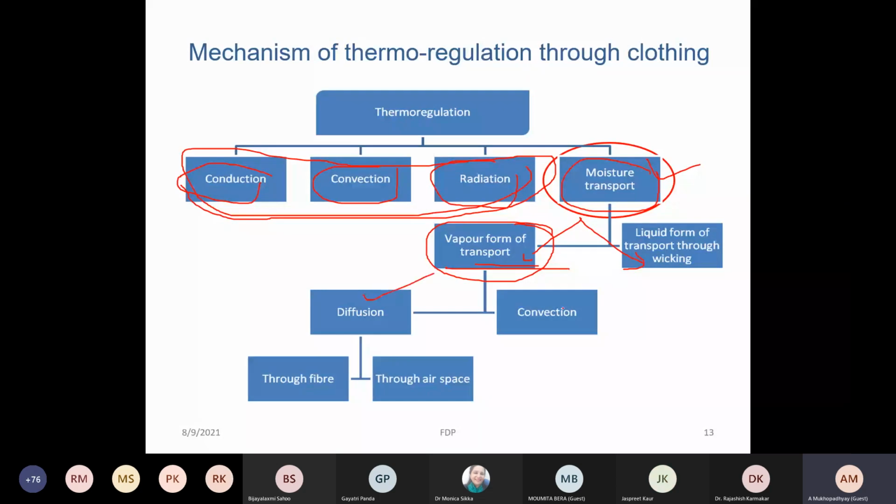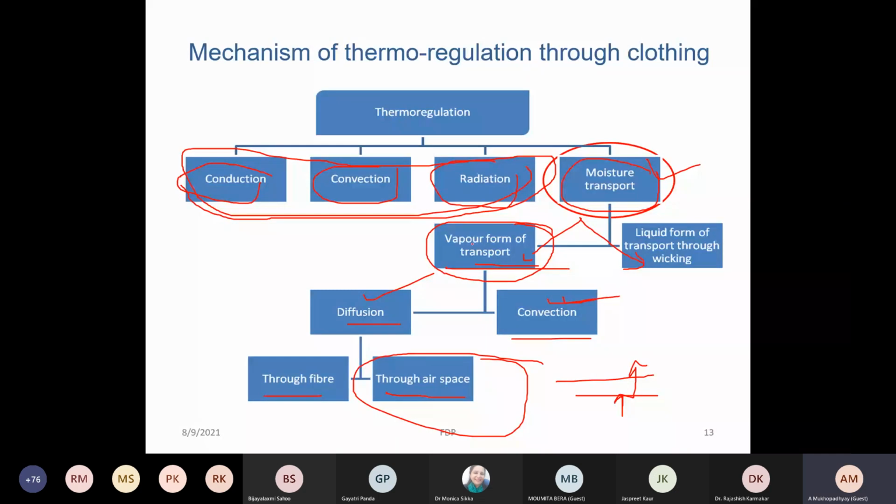Convection means that whenever the person is moving, the hot air is moving from bottom to top because of the movement of the air, so there could be convective vapor movement. And diffusion is possible by two means: through airspace and through fiber. Through fiber also the diffusion can take place, and through airspace, the diffusion also can take place.